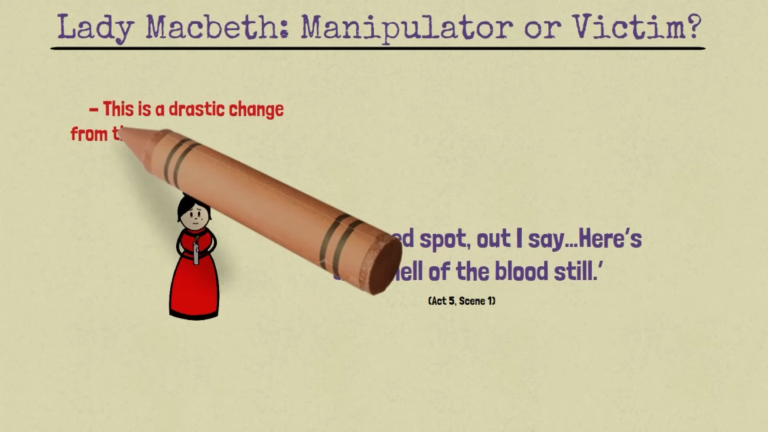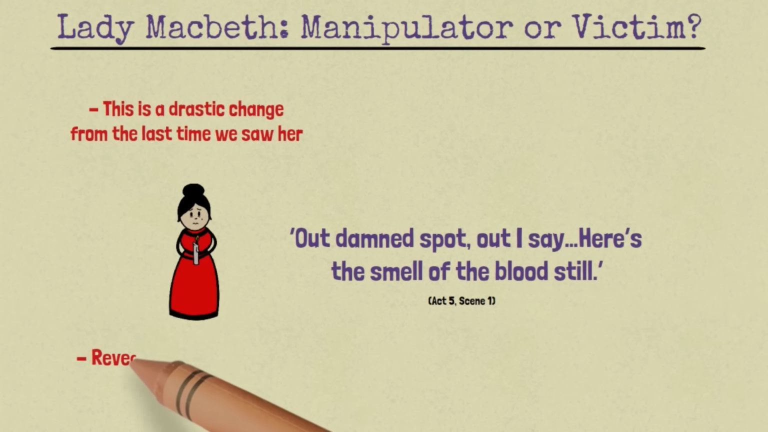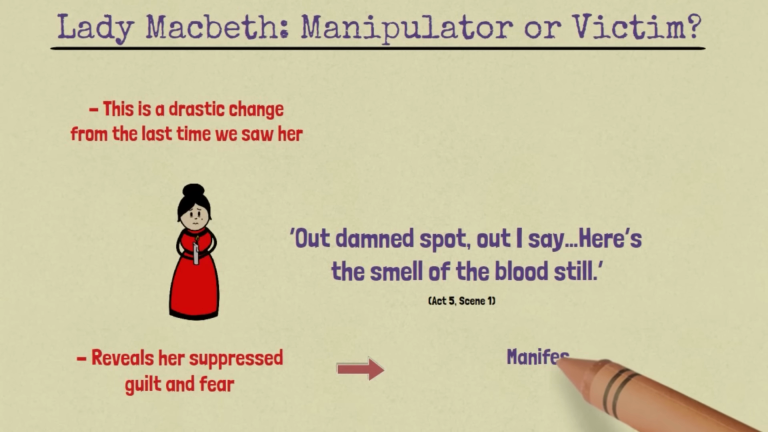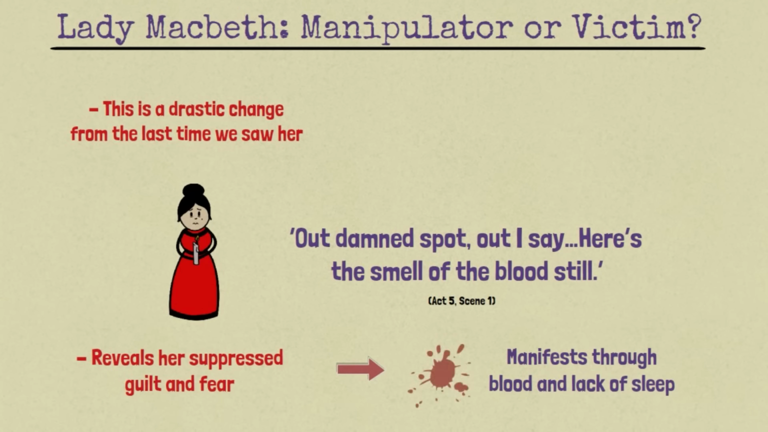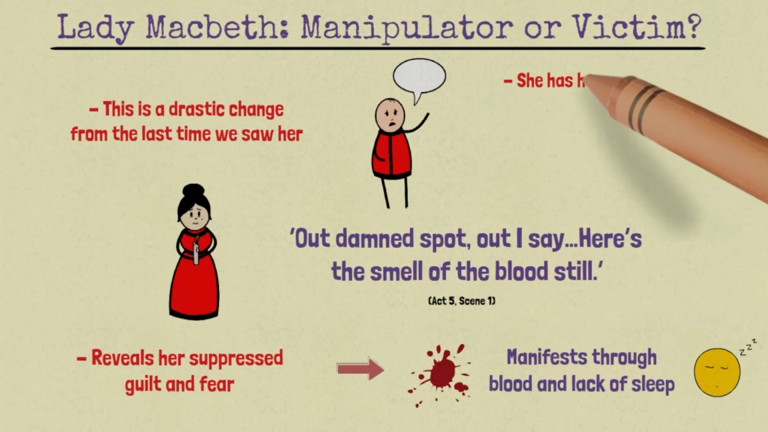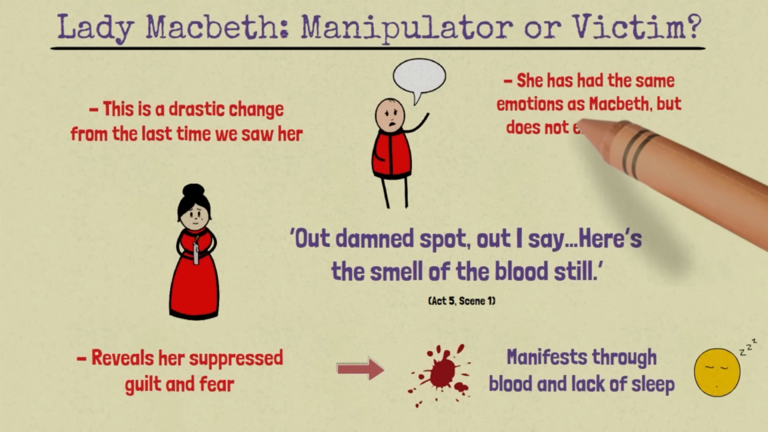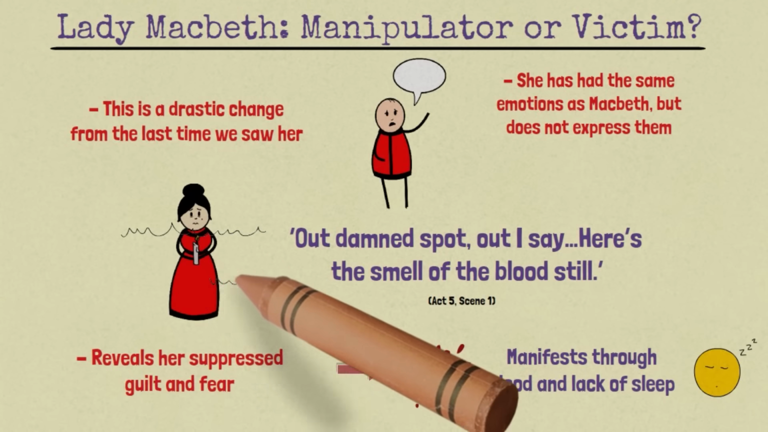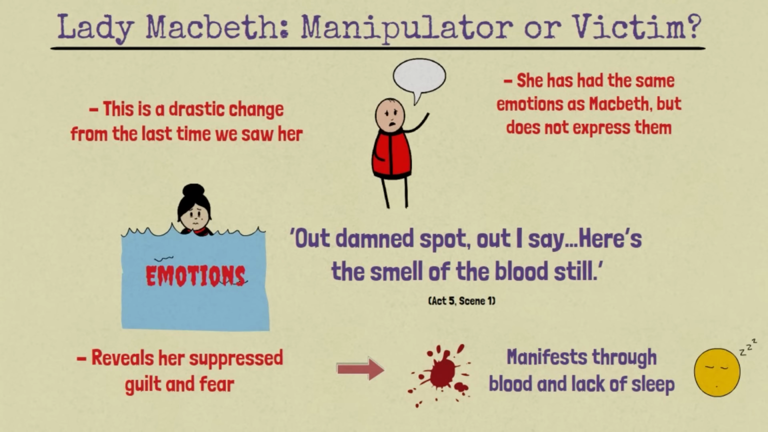This drastic change reveals how much guilt and fear she has suppressed throughout the play, which is now manifested through insomnia and visions of blood. She has suffered all the same emotions as Macbeth, but because she has not expressed them, they now overwhelm her, leading to her taking her own life shortly after.